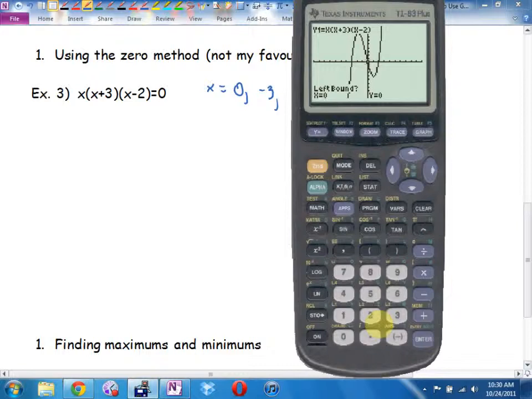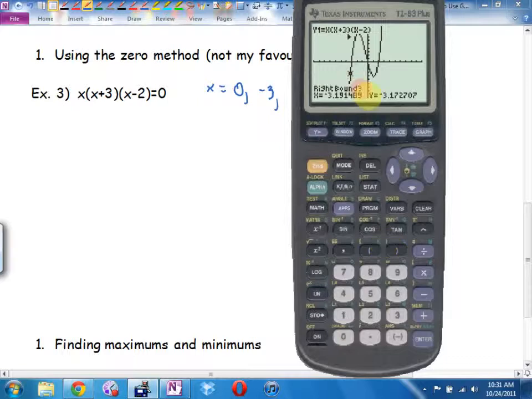I need to tell my calculator which one to look for, and that's what this left bound question mark is asking. What I'm going to do is move my cursor using my left arrow until I'm just to the left of the first root. About there. Just past it to the left. And I'm going to hit enter. And when I do that, a little arrow appears above the cursor pointing to the right, and it's saying, okay, I'm going to look for an x-intercept to the right of this arrow. You've given me my left-hand boundary. What does it say right here, Sabrina?